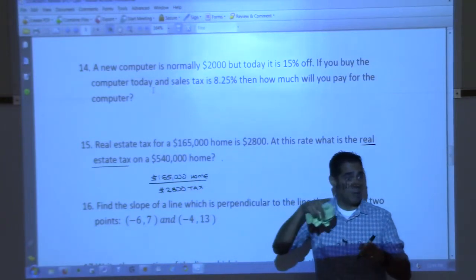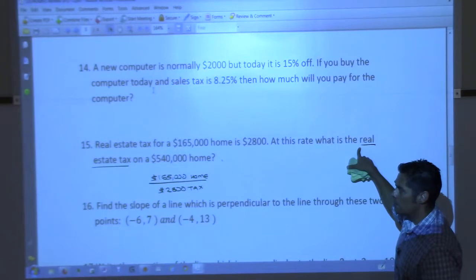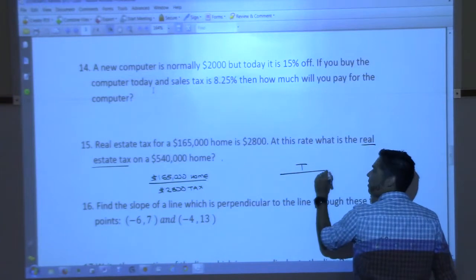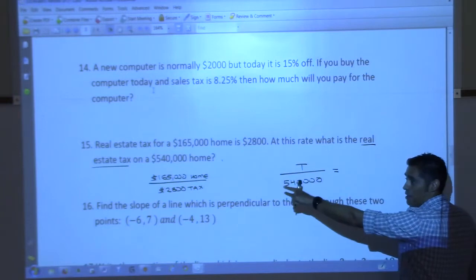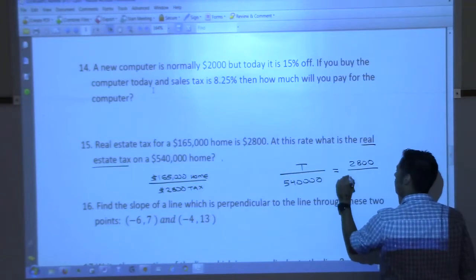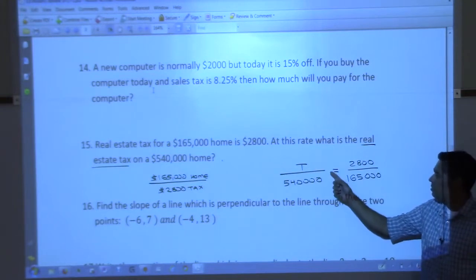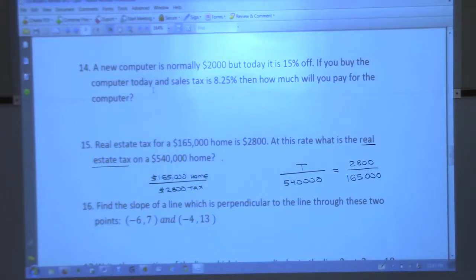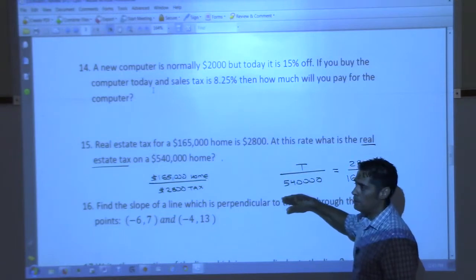I can use that proportion that way or the other way, flip it over. If I'm asked for the taxes and given the price of a home, then my tax, I'll call it T, over the home price must be proportional to that over there, but make sure you get the tax on top. So 2,800 over 165. And then you just solve for T. Figure out what this is, multiply both sides by 540,000, you get the result. So the main thing here is just make sure that you get tax on top, home price on the bottom.